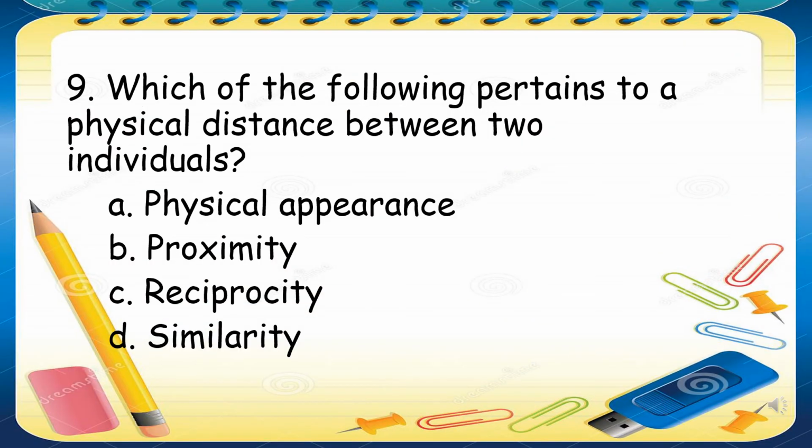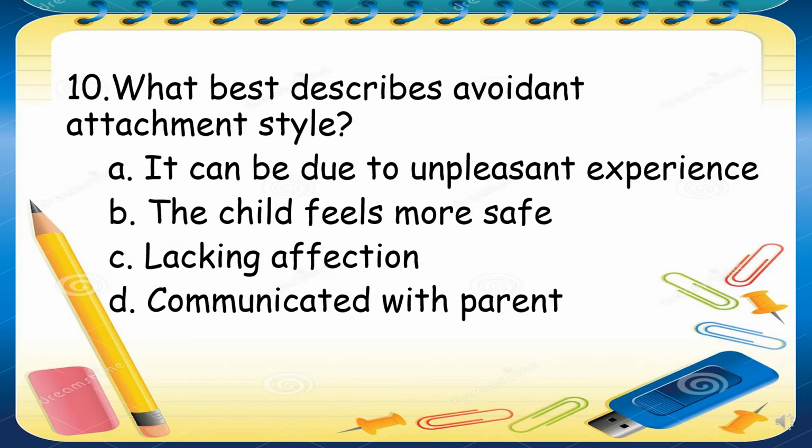9. Which of the following pertains to a physical distance between two individuals? A. Physical appearance. B. Proximity. C. Reciprocity. D. Similarity. 10. What best describes avoidant attachment style? A. It can be due to unpleasant experience. B. The child feels more safe. C. Lacking affection. D. Communicated with parent.